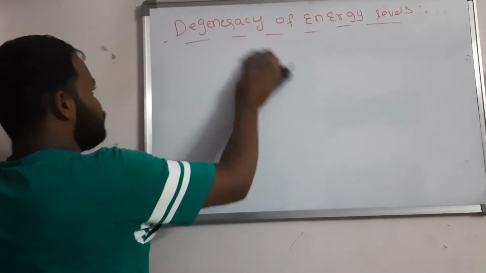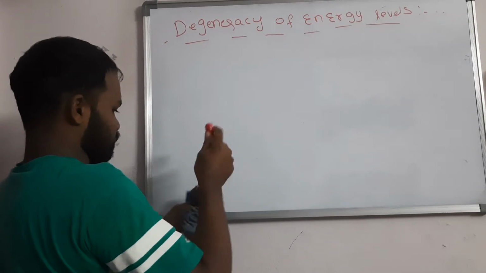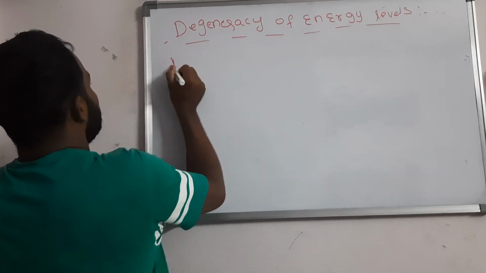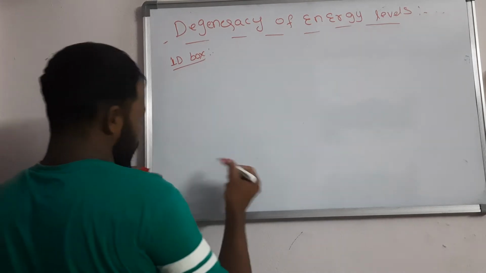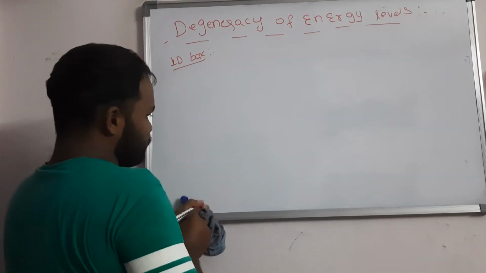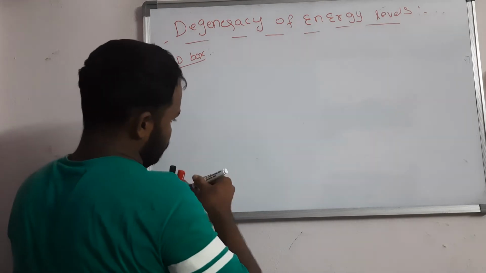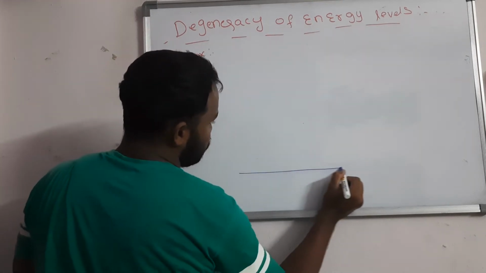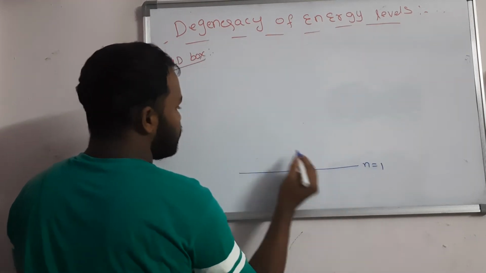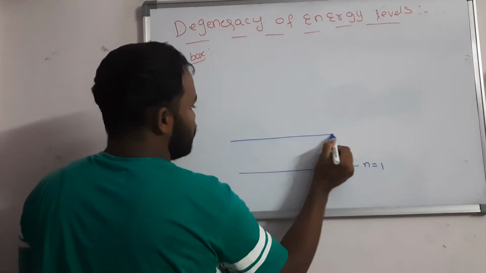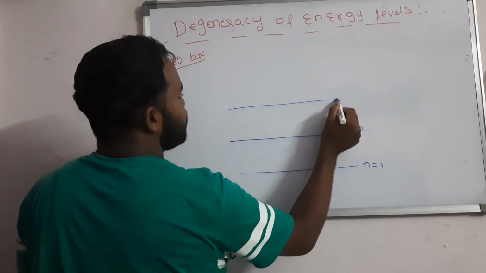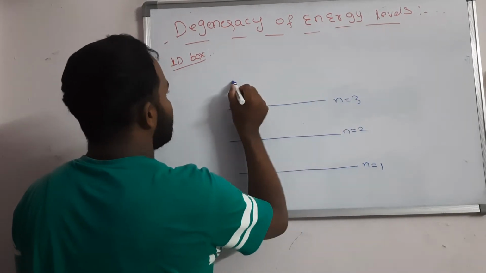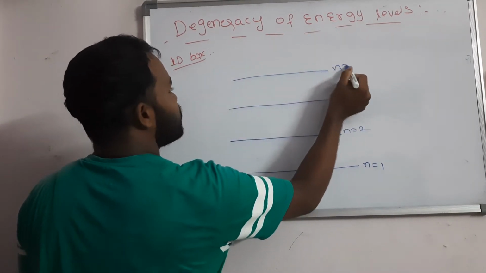1D box, right? 1D box means only one axis, either x or y or z. So first I am going to take n equal to 1, that is the ground state. n equal to 2, first excited state. n equal to 3, second excited state. n equal to 4, and like this you will get.